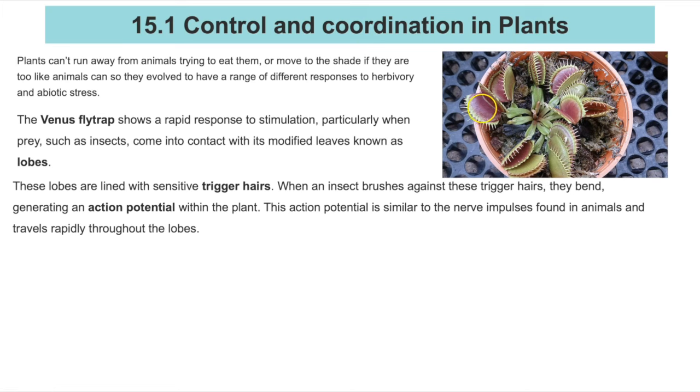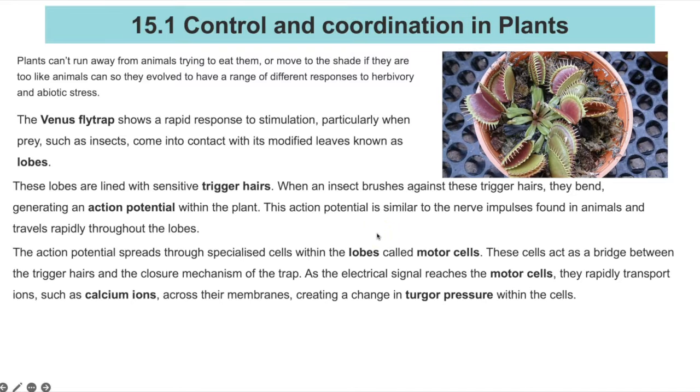And when an insect brushes against these trigger hairs, it causes the hairs to bend, generating an action potential within the plant. The action potential is similar to the nervous impulses found in animals, and they travel rapidly throughout the lobes. The action potential spreads through specialized cells within the lobes called motor cells, and these cells act as a bridge between the trigger hairs and the closure mechanism of the trap.